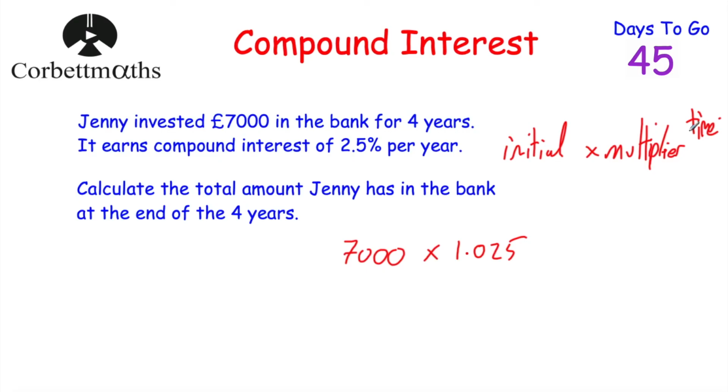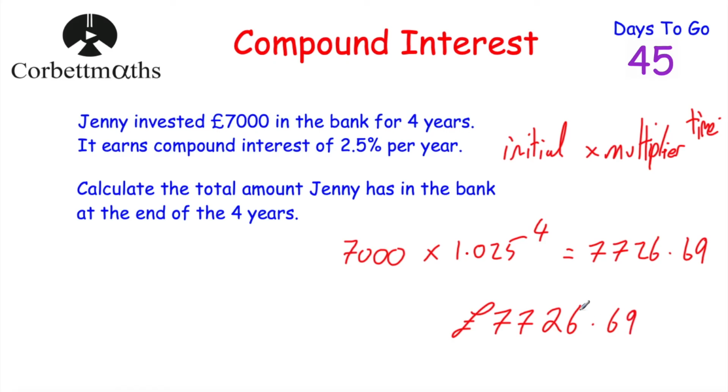And then to the power of time, because it's invested for 4 years, it's going to be to the power of 4. So we now just need to do 7,000 multiplied by 1.025 to the power of 4, and we get that's equal to £7,726.69. And I've rounded that to the nearest penny, and that's it. So the answer is £7,726.69. So that's how much money Jenny would have in the bank after 4 years, and if you got that right, well done.